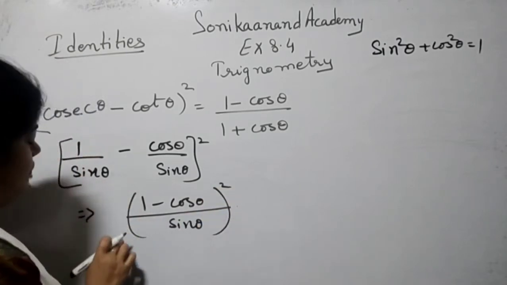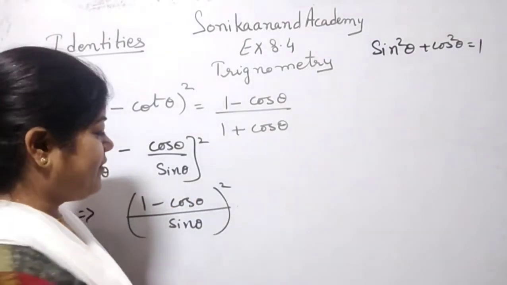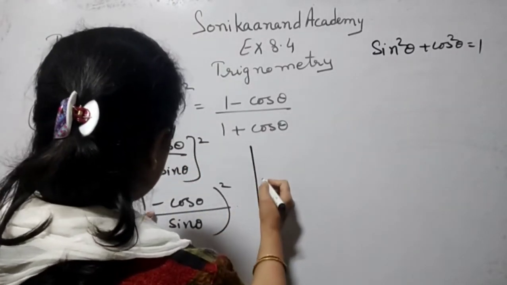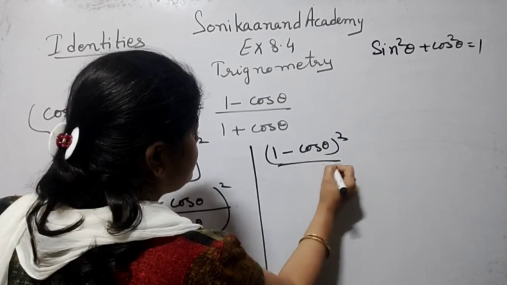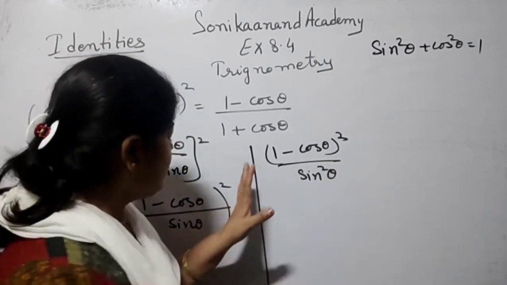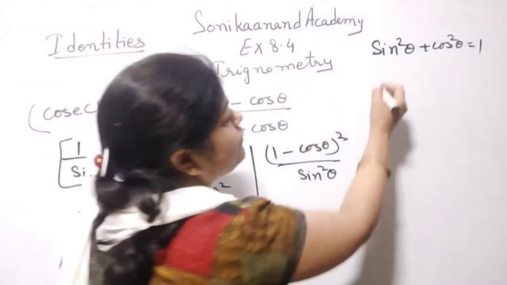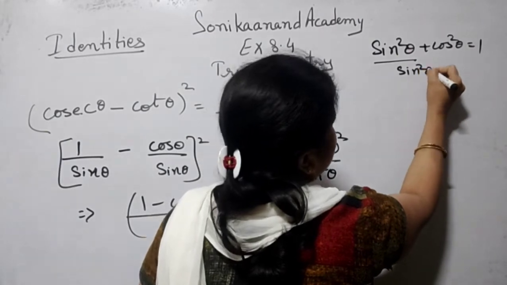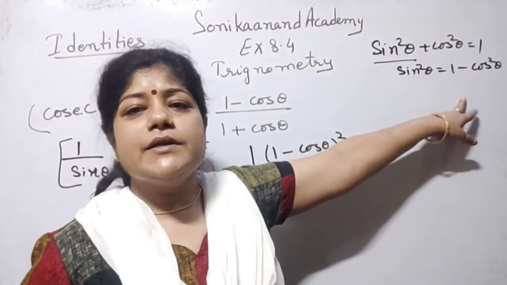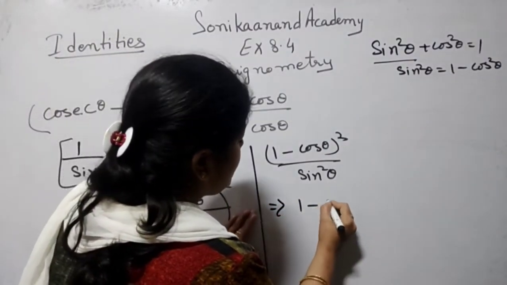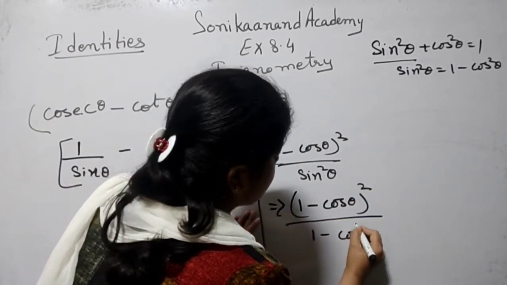Clear? Now we have to adjust the expression in the trigonometric form according to our need. So it is 1 minus cos theta whole square over sin square theta. We can write it in this format into this one also. So for sin square theta, from the identity we have sin square theta is equal to 1 minus cos square theta. So in place of sin square theta, we can write 1 minus cos square theta. So what we get: 1 minus cos theta whole square over 1 minus cos square theta.